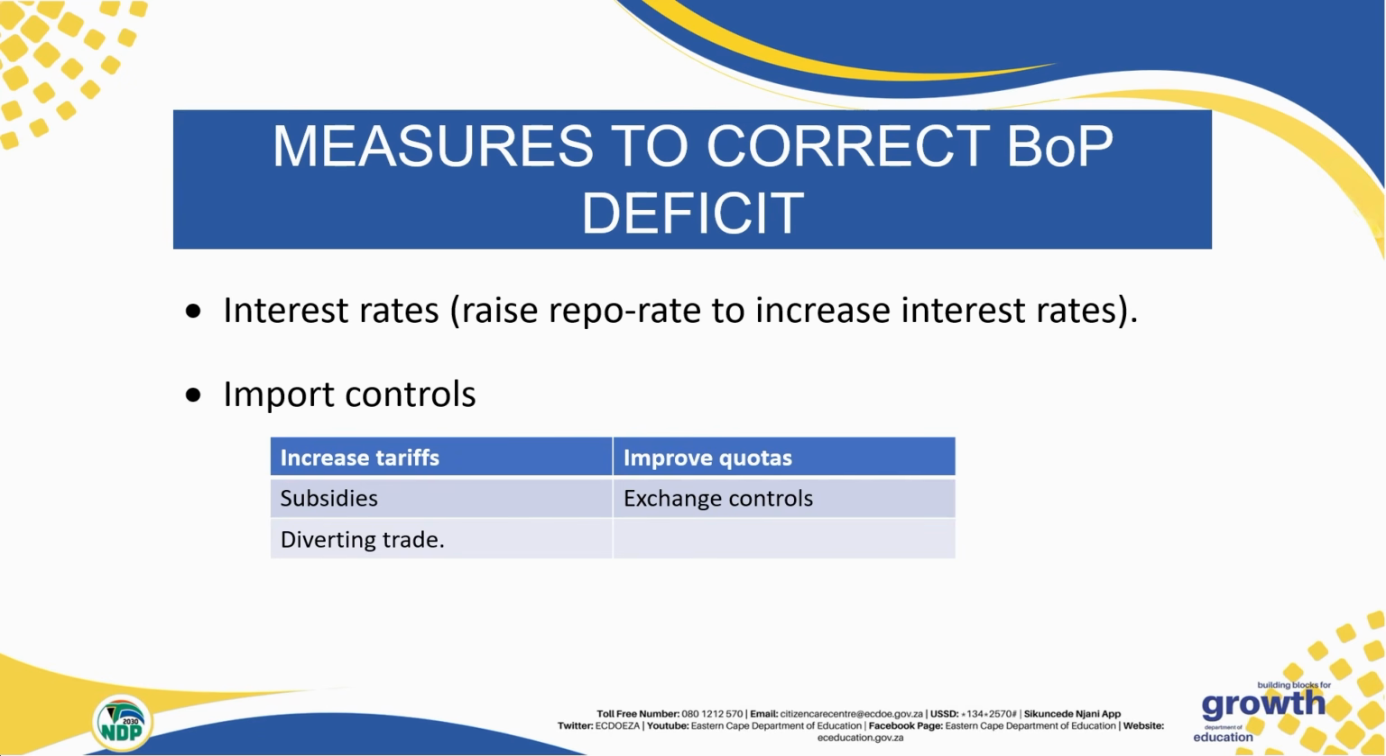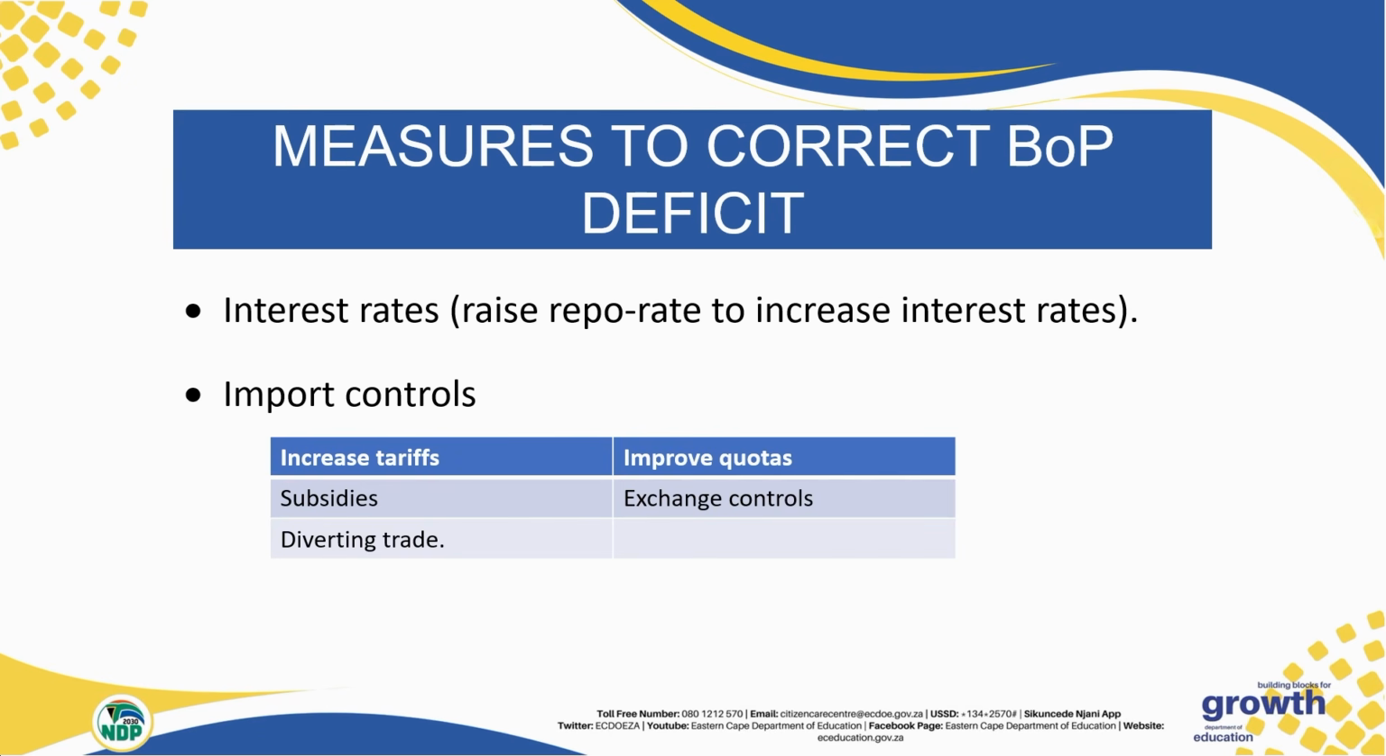We know that the interest rate will have an effect on the cost of borrowing within the borders of a country. Now, if the Reserve Bank happens to increase their repo rate, it means the cost of borrowing becomes expensive. So it means the interest rates in general are going to increase. People are not going to borrow more money, and then they will have less money at their disposal and buy less goods and services from the rest of the world.